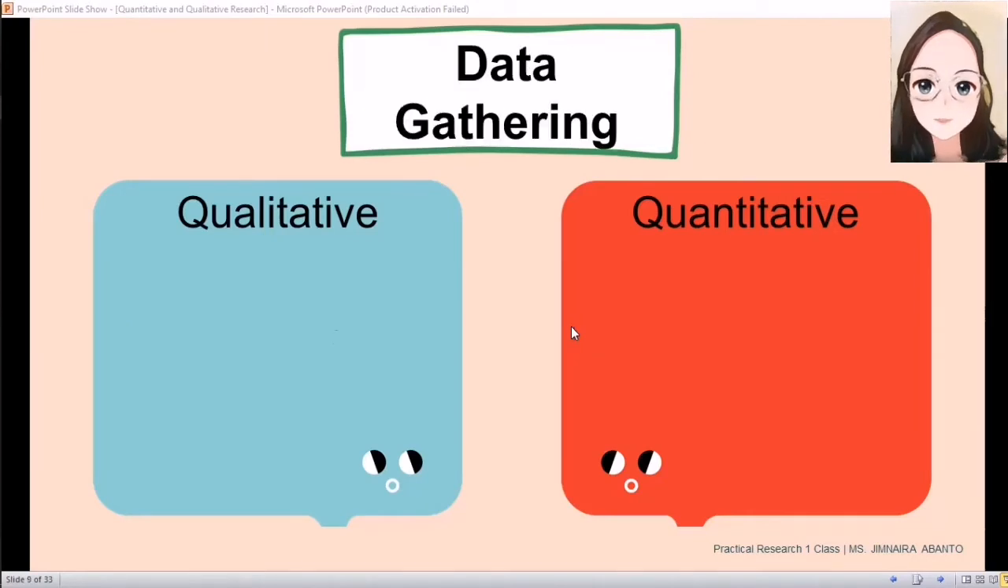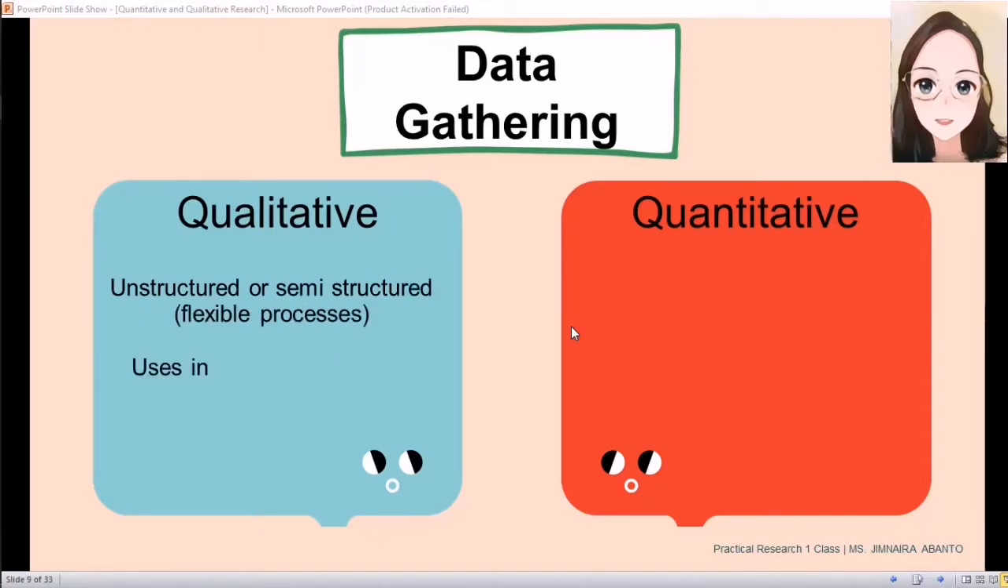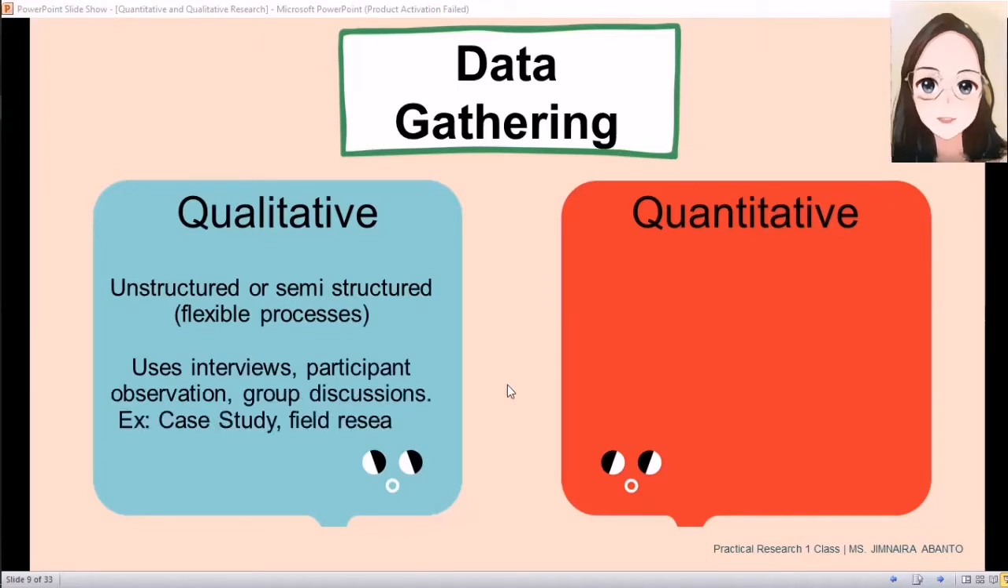In terms of data gathering, in qualitative research, unstructured or semi-structured or flexible processes, it uses interviews, participant observation, group discussion, for example, case study or field research. Okay, quali uses open-ended questions. These are free-form survey questions that allow a participant to answer in open text format. Responses are not limited to a set of options. For example, a guide question for the interviews.